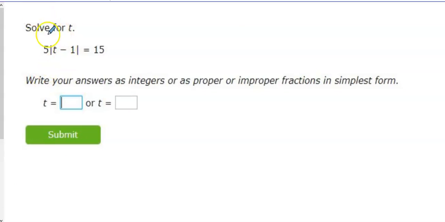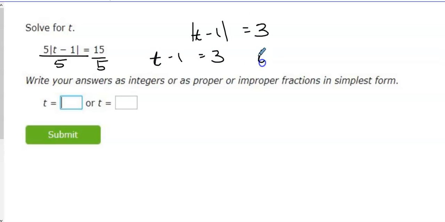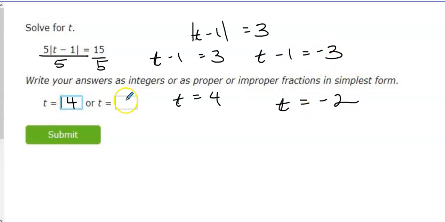Another example looks like this. You have to isolate your absolute value first. So after you do that, you have absolute value of t minus 1 equals 3. And then you separate it, and then solve for t. So t is 4 over here, and t is, what is that, -2. Okay, so that was the equations.